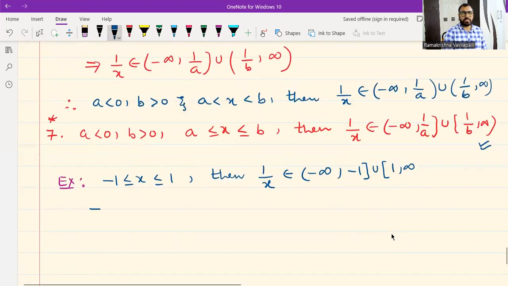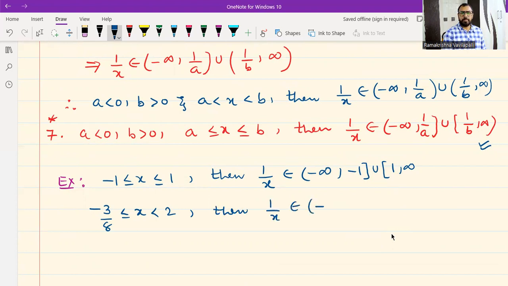For example, minus 3 by 8 less than or equal to X less than 2. You take this one. Then 1 by X belongs to minus infinity to, right? Reciprocal of this is minus 8 by 3. Here it is equal to, less than or equal to. Correspondingly, you take the closed one, union. The reciprocal of 2 is 1 by 2. That is open, 1 by 2 to infinity.